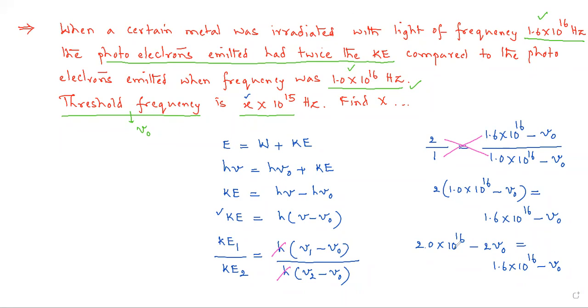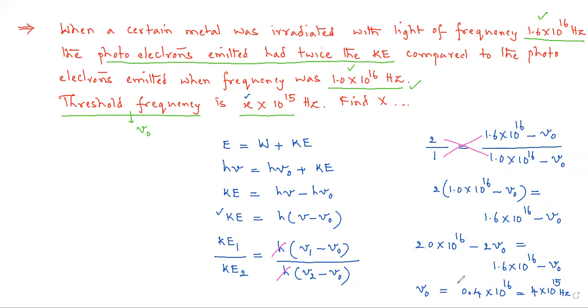Okay. Then take it on to this side. That will become minus. Hope you all know that. Then nu naught will become equal to, when you take it onto this side, 2 minus 1.6, nothing but 0.4 into 10 power 16, or you can write it as 4 into 10 power 15 hertz.